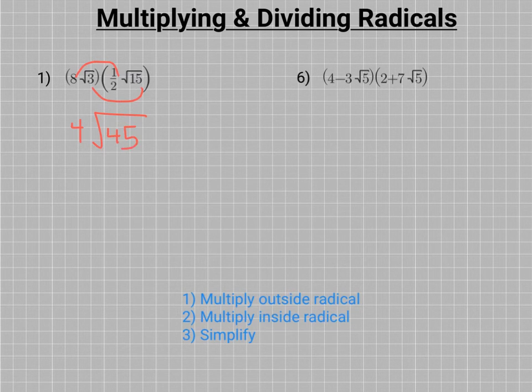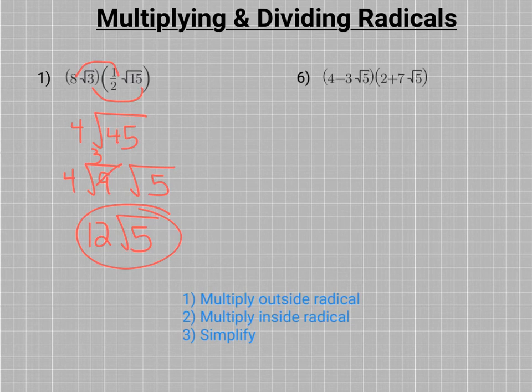And then step number 3 is just to simplify. So to simplify this, let me bring the 4 down. And since 45 is not a perfect square, I'm going to break that up into 2 separate radicals. And the biggest perfect square that divides evenly into 45 is 9. So 9 times 5 is 45. So since the square root of 9 is 3, I'm just going to cross this off and make it a 3. And then we're just going to multiply the 4 times the 3. So 4 times 3 is 12. So that leaves us with 12 radical 5.